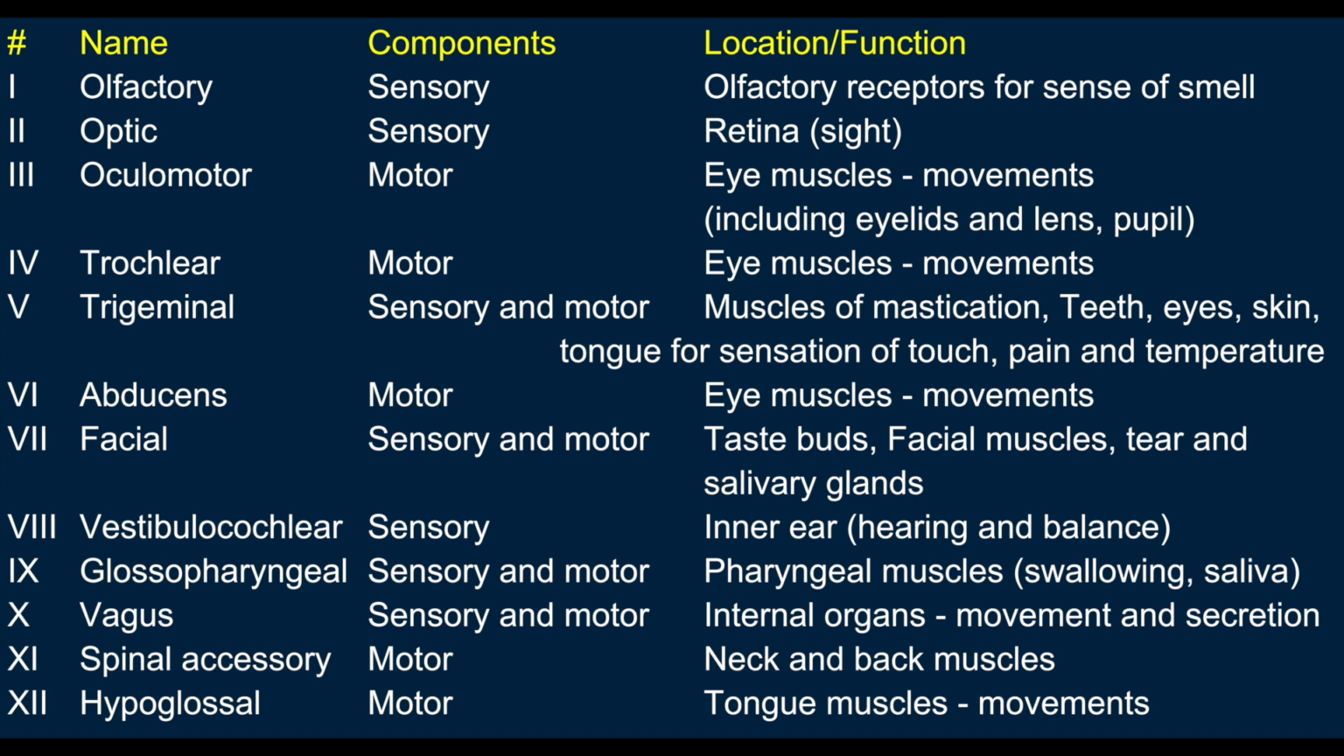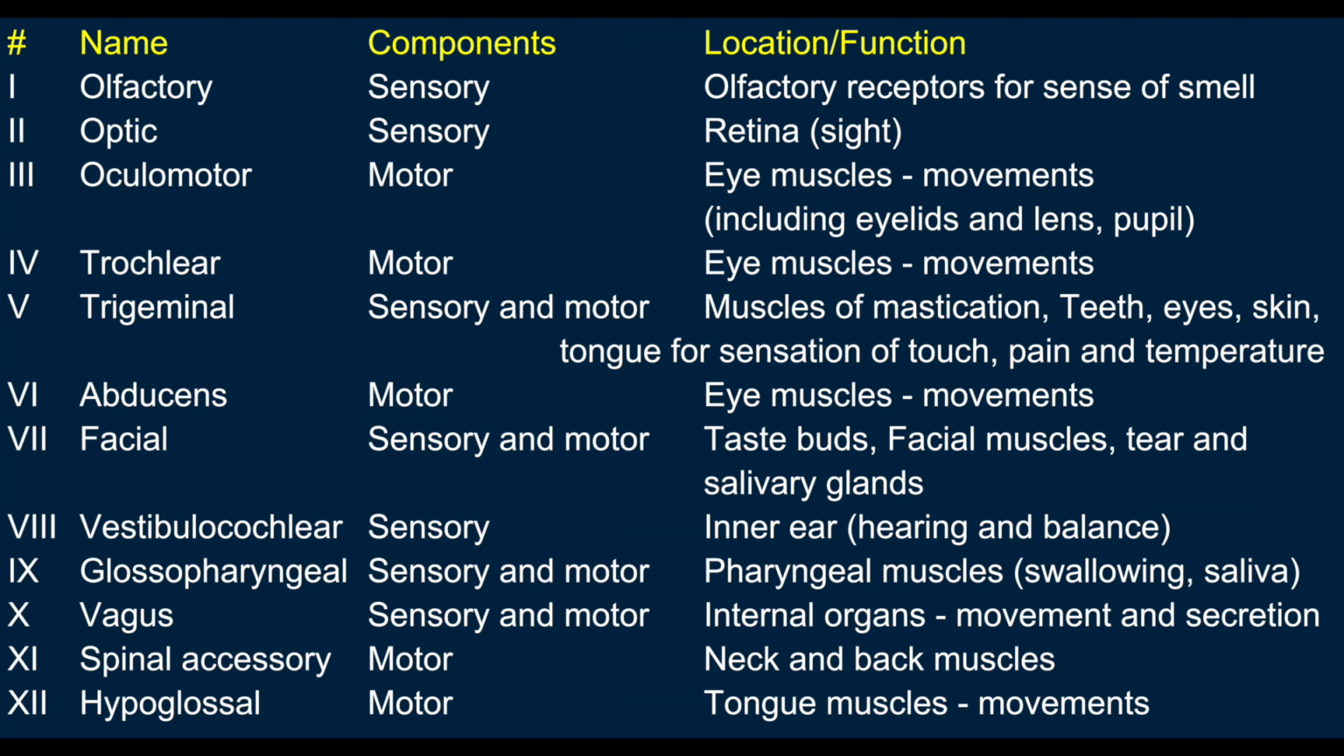Fifth one is trigeminal, it's a sensory and motor, it's a mixed. Helps for muscles of mastication, that is chewing. Teeth, eyes, skin, tongue for sensation of touch, pain and temperature. The sixth one is abducens, is again motor, helping for eye movement. The seventh one is facial, that is mixed one, sensory and motor. It helps for taste buds, facial muscles, tear and salivary glands.